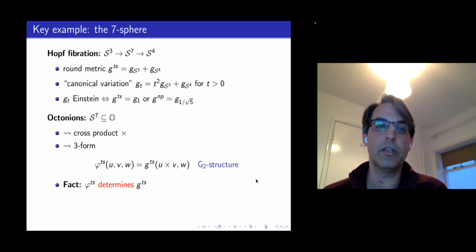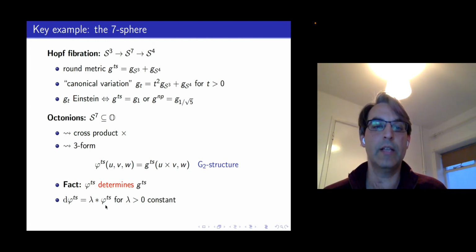Now we can have a look at what special properties this 3-form has, because we know that this 3-form determines the metric, and the metric is special. It's the round metric. In particular, it's an Einstein metric. Well, we see that if we take just the exterior derivative of this 3-form, it's a constant multiple of the dual of the 3-form. And this makes sense because if you have a 3-form in 7 dimensions, its dual is a 4-form, and so this equation is a valid one.